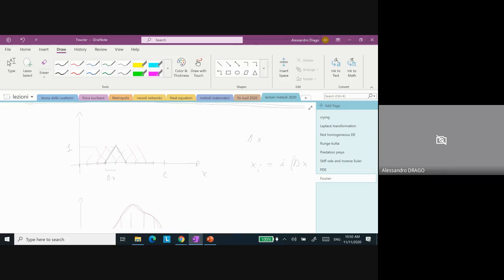There is another technique that is very similar to this. We are not going to discuss it, but it is very well known, which is called the technique of the splines.